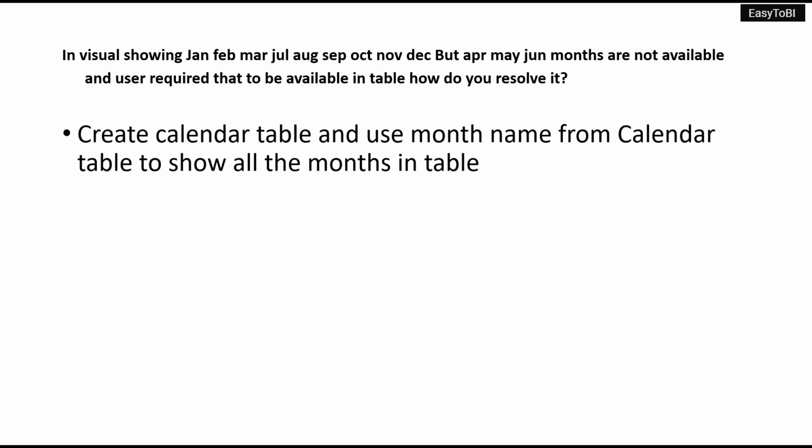We need to create one calendar table. In that calendar table we'll have all the details, which definitely includes all months. Then we need to create a relationship between the calendar table and our table. After creating the relationship, we need to use the month column from the calendar table and the value from the main table. So it will resolve our issue.